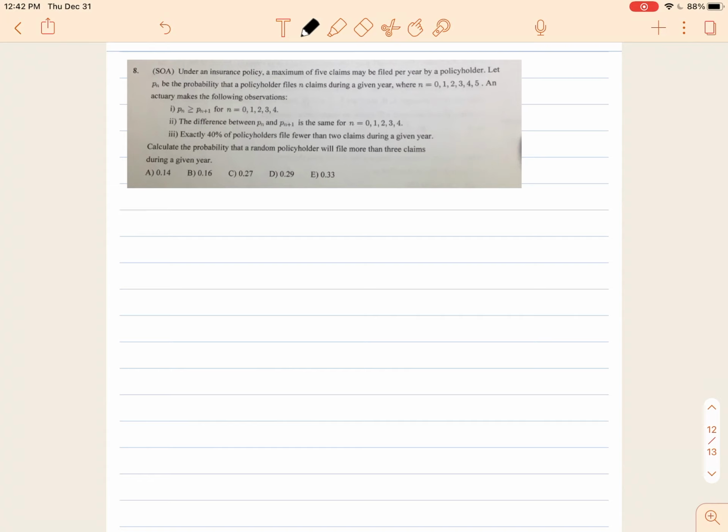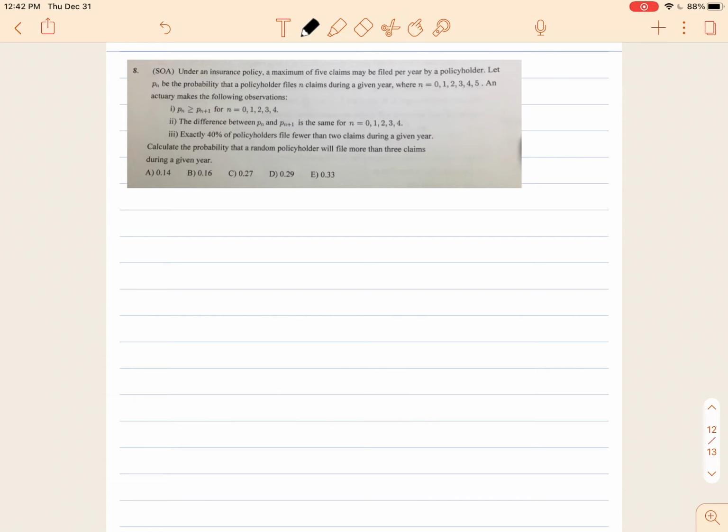An actuary makes the following observations. Pn is greater than or equal to Pn plus 1 for n equals 0, 1, 2, 3, 4. The difference between Pn and Pn plus 1 is the same for n equals 0, 1, 2, 3, 4. Exactly 40% of policyholders file fewer than 2 claims during a given year. Calculate the probability that a random policyholder will file more than 3 claims during a given year.